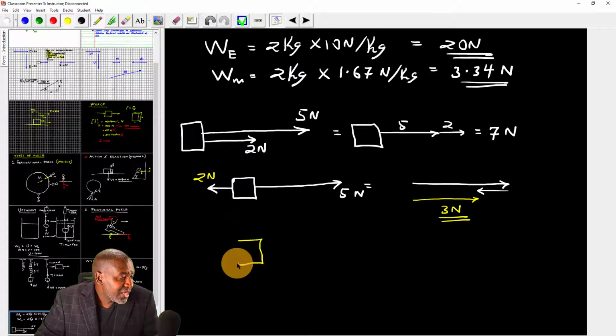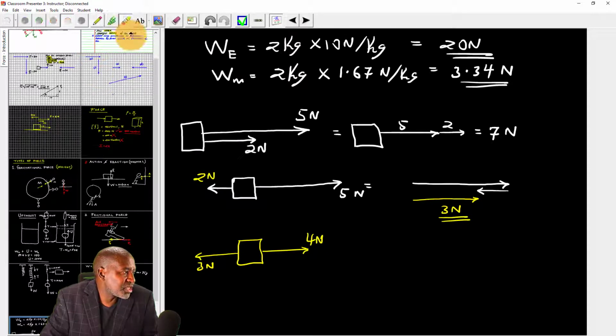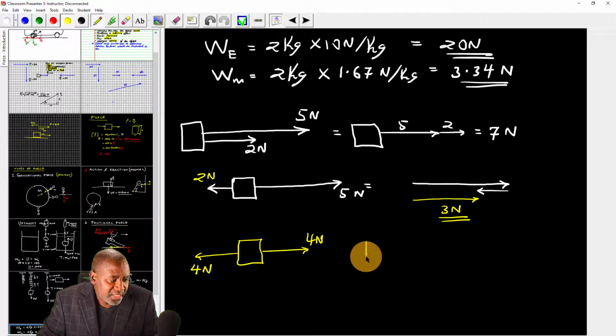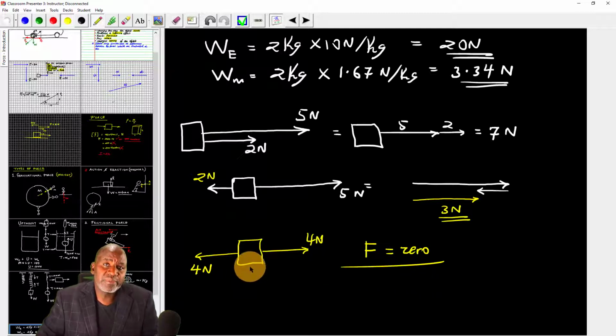Now, let's go ahead and look at a situation where the two forces are equal. I've got 4 newtons acting this way, and again, 4 newtons acting in the opposite direction. Here, the resultant force, F resultant, is 0. We say the system is in equilibrium. This is one of the conditions for a system to be in equilibrium. The resultant force must be 0.